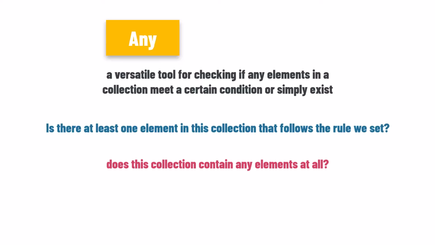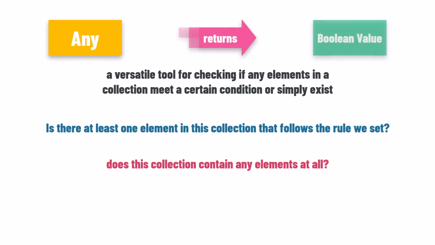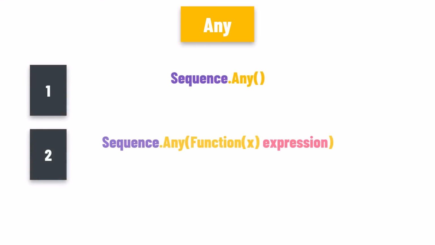The Any method can give us a straightforward answer, a Boolean value. It returns true if at least one element in the collection passes the test, or if the collection is not empty, and false otherwise. Here's the interesting part. Any comes in two flavors. The first one checks whether the sequence contains any elements.